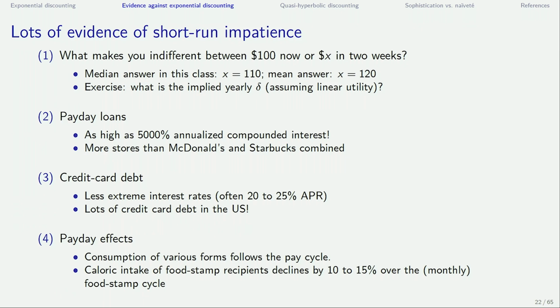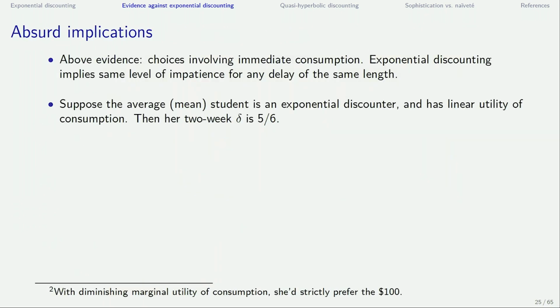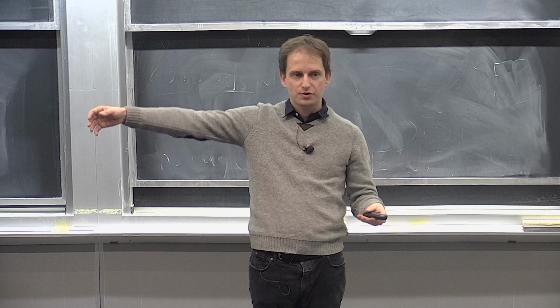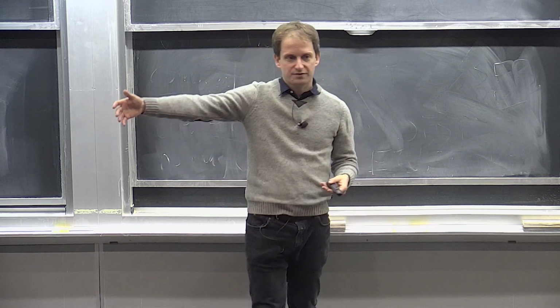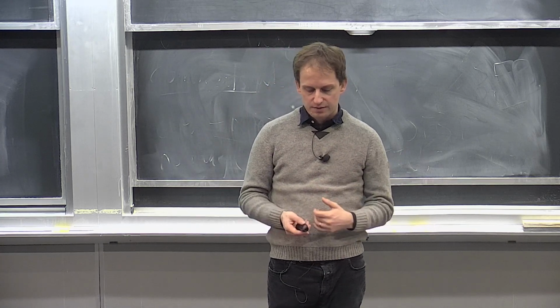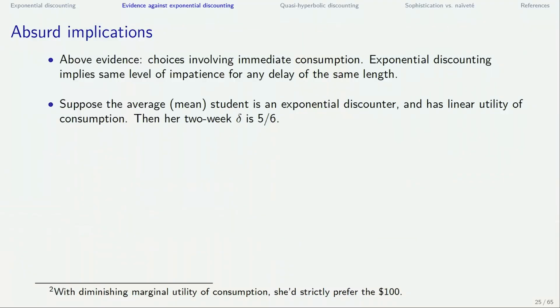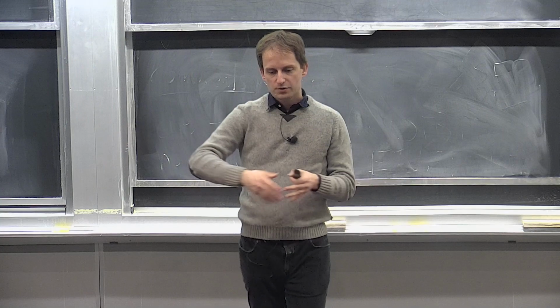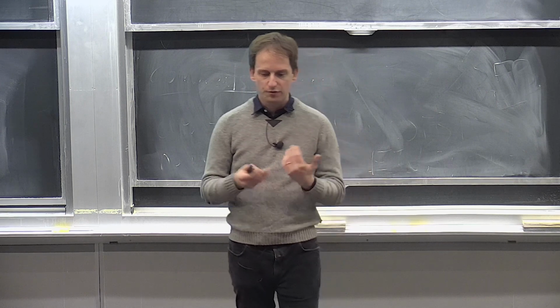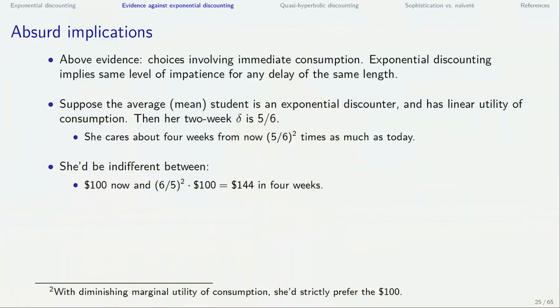$115. And you can think about what that implies for the yearly delta? Well, it implies that the delta is about 5/6. Right? So you're indifferent between $100 now versus $120 in the future. So that must mean the future is worth 5/6 as much as the present is for you right now. Right? That was the 2 weeks. I was asking you about $100 now versus X dollars in 2 weeks from now. So the 2-week delta is 5/6. Now you can think about what that means for your 4-week delta. Well, it's 5/6 to the power of 2. So essentially you're indifferent between $100 now and $144 in 4 weeks from now.